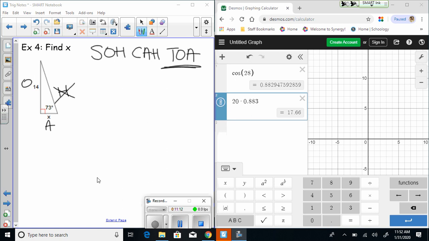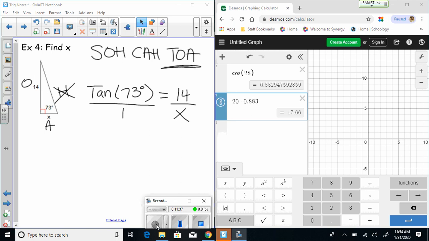So now set it up. Tangent of 73 degrees is equal to the, remember tangent is opposite, which is 14, over the adjacent, which is X. And that's okay. It's a little different with the X in the denominator, but it's okay. You're still going to cross multiply and solve.